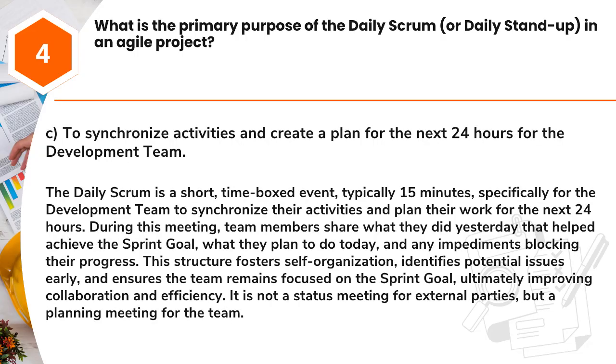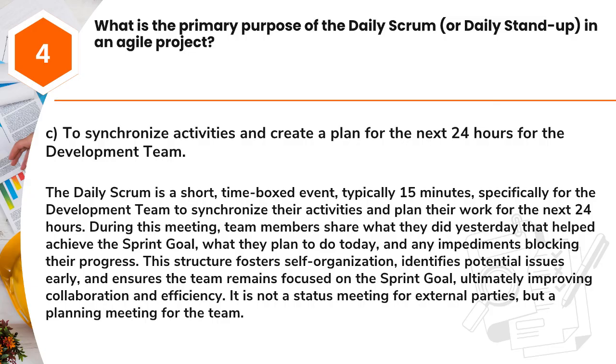Answer: C. To synchronize activities and create a plan for the next 24 hours for the development team. The daily Scrum is a short, time-boxed event, typically 15 minutes, specifically for the development team to synchronize their activities and plan their work for the next 24 hours.